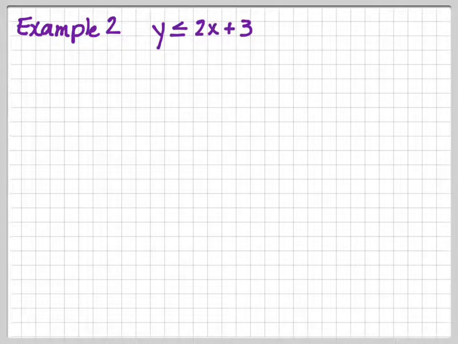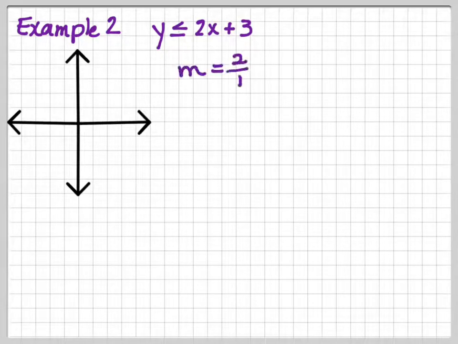Example 2. y is less than or equal to 2x plus 3. There's our graph. So the slope is 2, and I'm going to put a 1 under it so we know which direction we're going: up 2 to the right 1. And our y-intercept is 3. So we always start with the y-intercept, and we're going to plot that 3 on the y-axis, and then we're going to do our slope, and our slope is go up 2 and over 1.